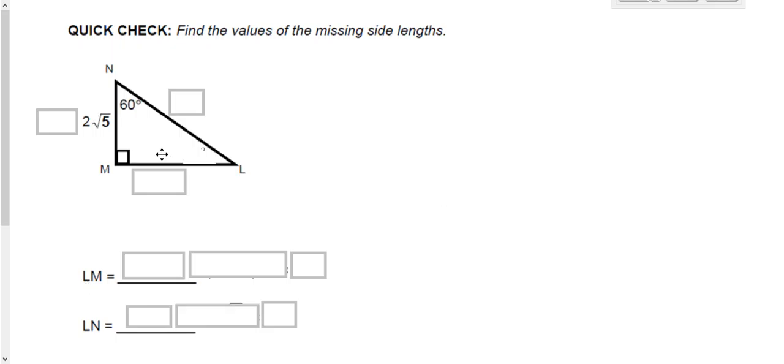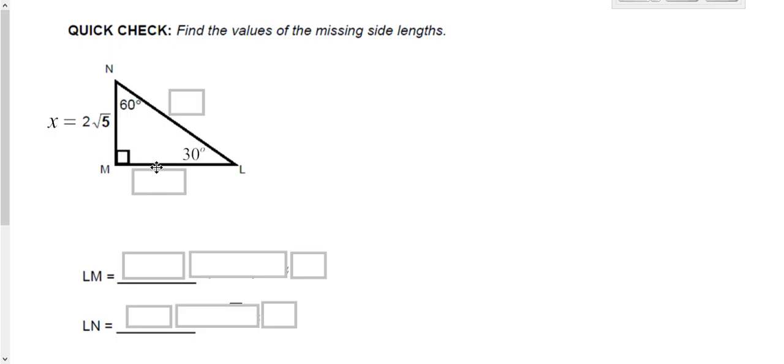So first step, I can see this one's 60, 90, so this must be the 30. Across from the 30, opposite of it, over here on this side, is the x side. X equals 2 times the square root of 5, which is a little number. You can plug it in your calculator and see.